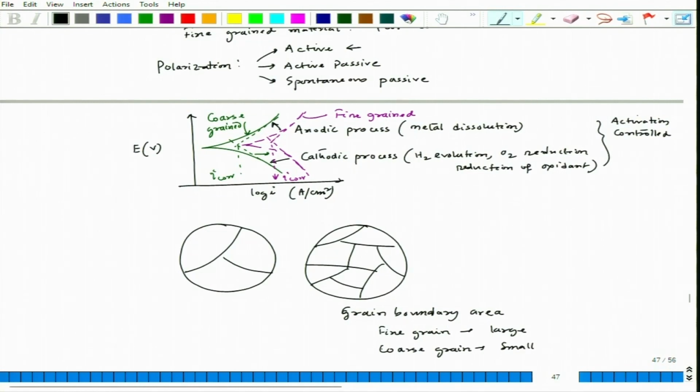Now, it has been observed that the grain boundary is the site for first attack, if we consider the corrosion attack. Since the fine grain has a large grain boundary area, the attack points are also large, and also they are not achieving passivity. So the amount of dissolution would definitely go up, and hence higher corrosion rate.